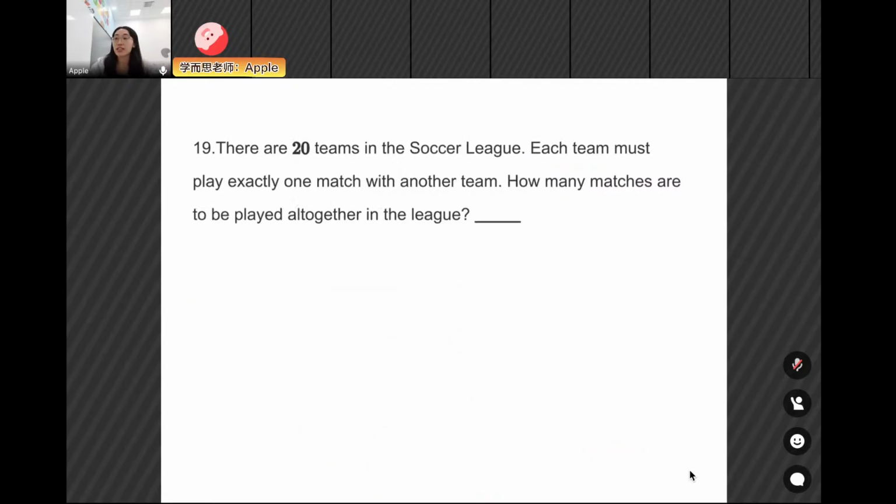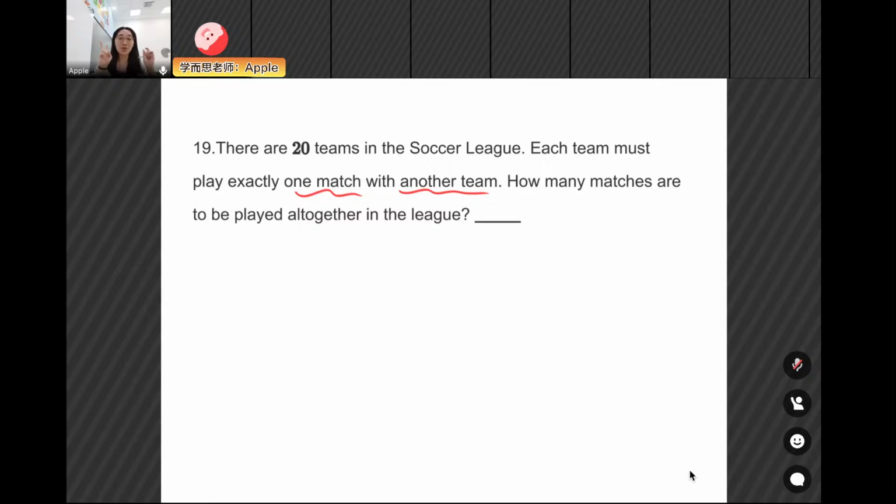Okay, next one, question 19. Well, question 19 is super easy. There are 20 teams in the soccer league. Each team must play exactly one match with another team. And then how many matches are to be played altogether in the league? As you can see that here, if you are playing the game, of course you cannot play with yourself, right? You must play with other people or other teams.